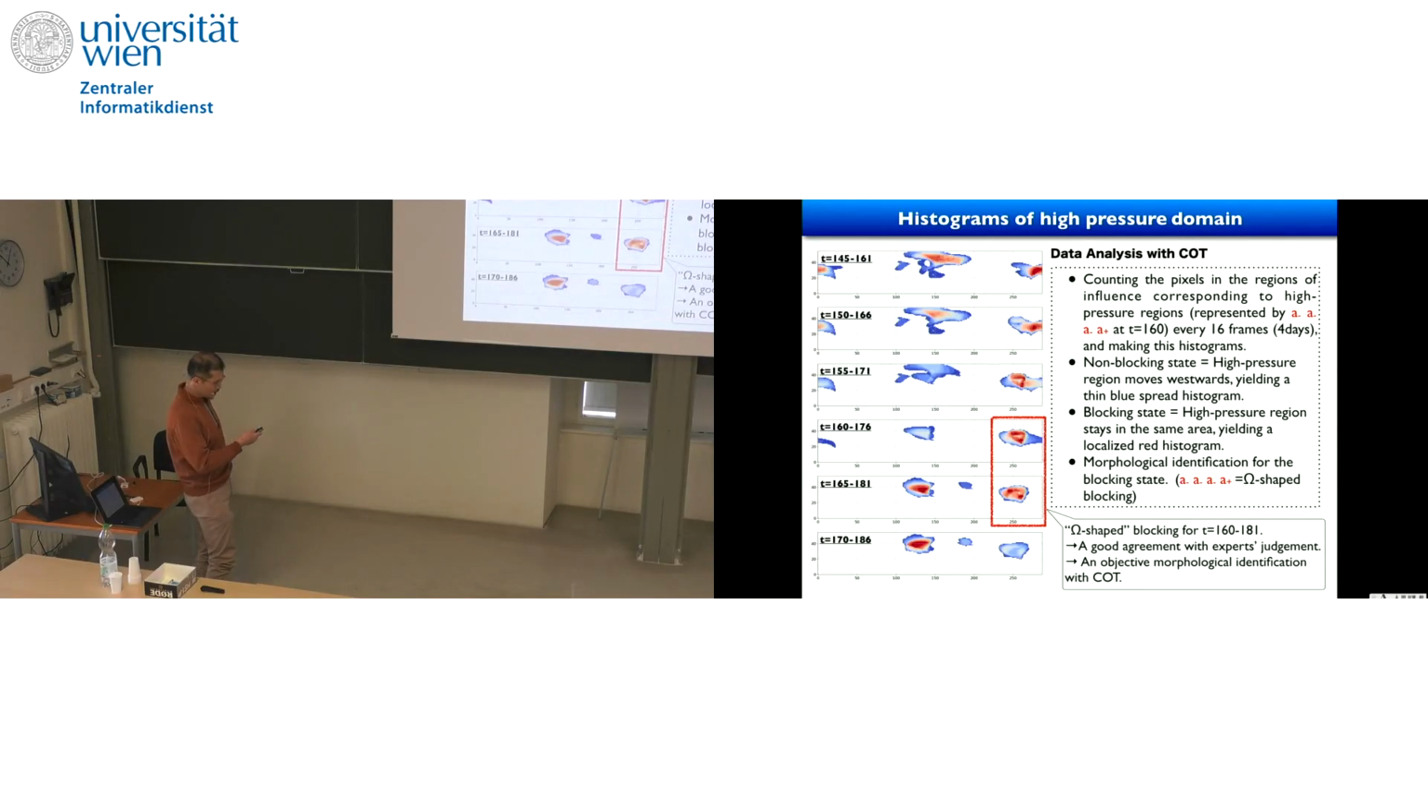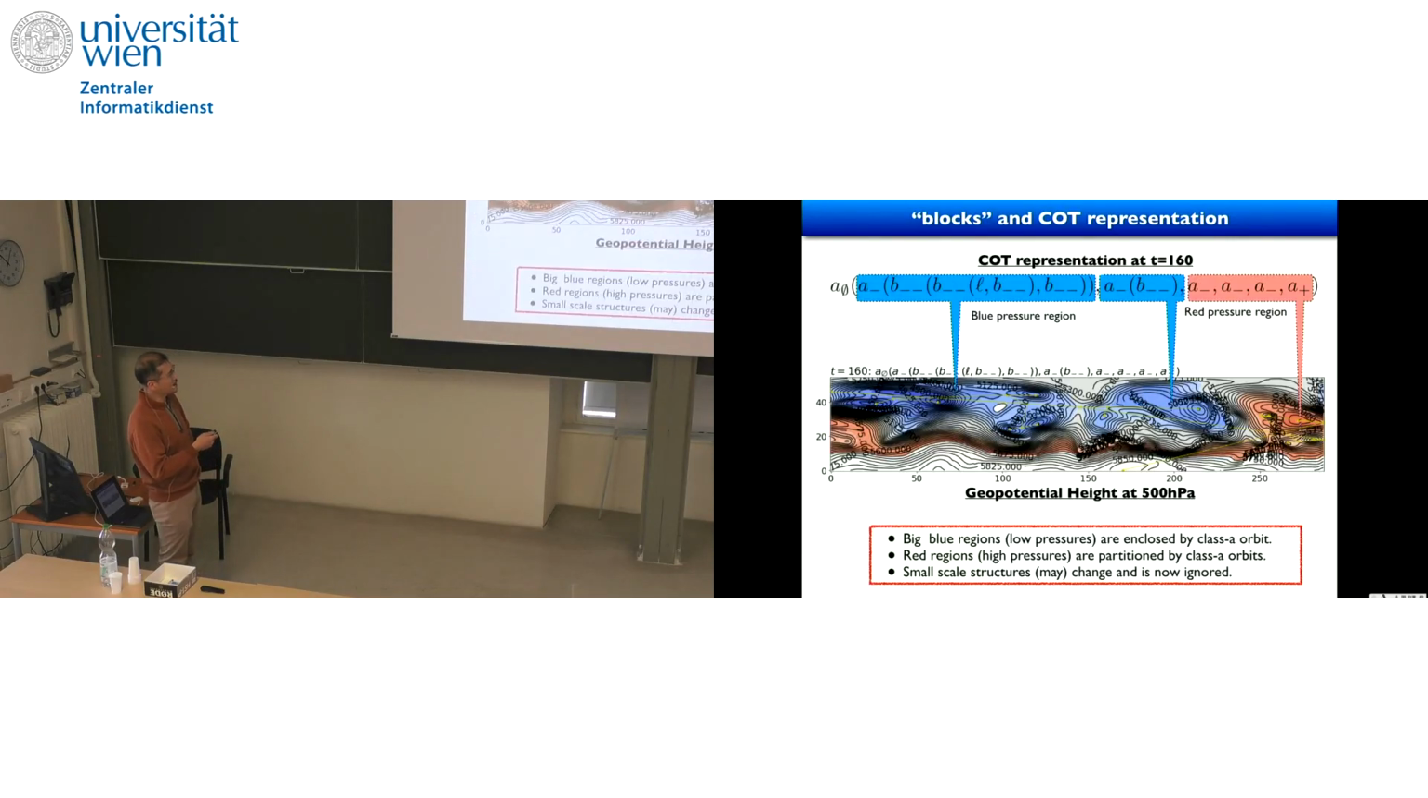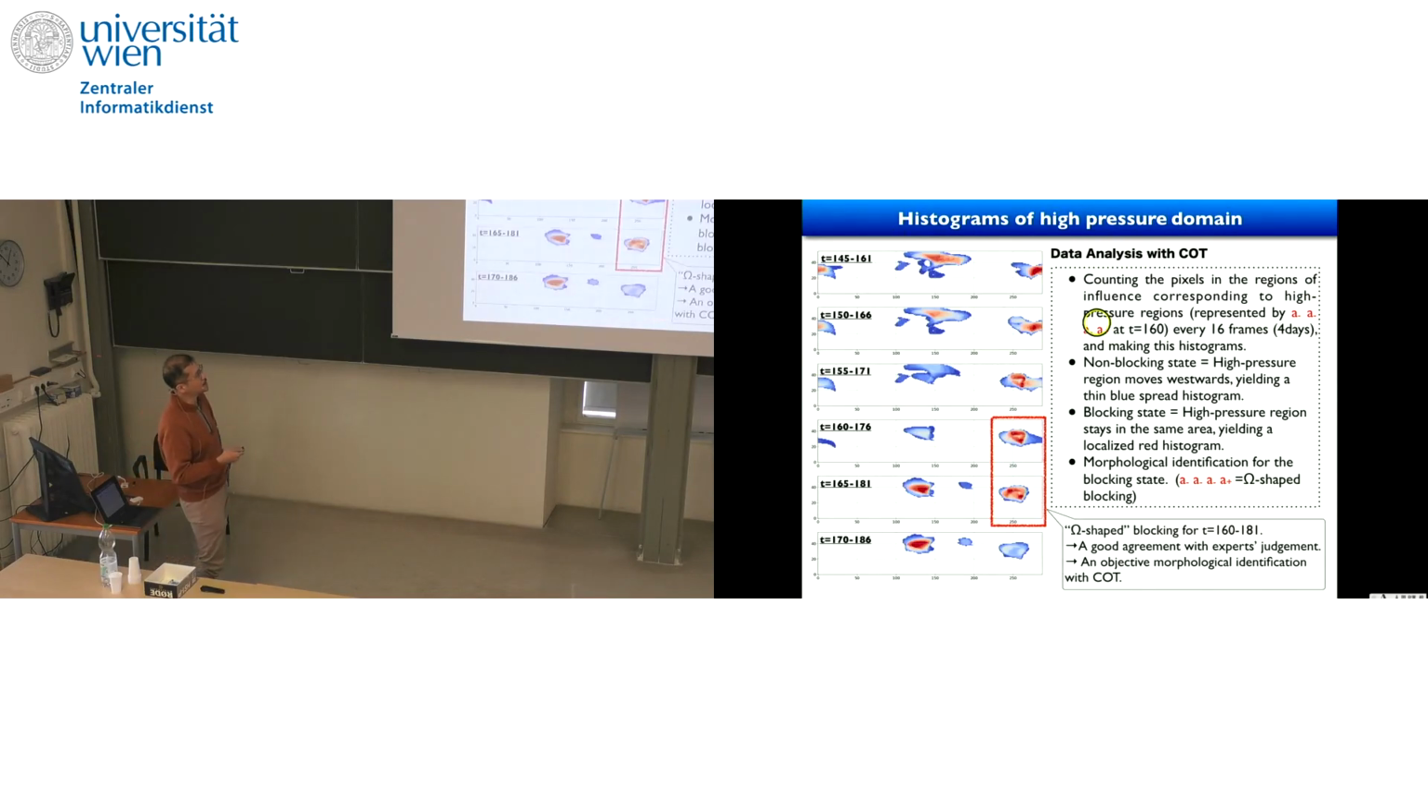Then here we are going to use some data analysis, which is a statistical way. As I have explained earlier, the software can detect the influence and the region of influence for each A plus and A minus. So then we can extract the region of influence for each A plus, A minus structure. Then we count the pixels in the region of influence corresponding to high pressure regions every 16 frames. These 16 frames correspond to 4 days patterns.